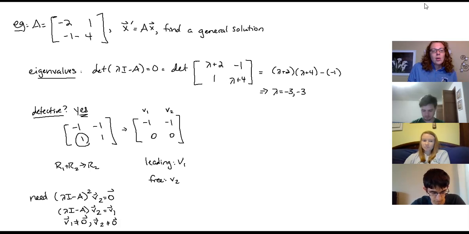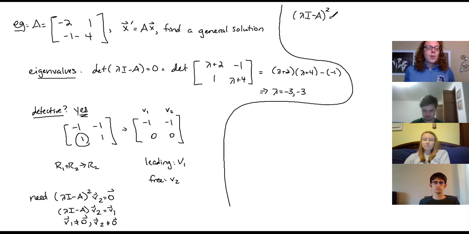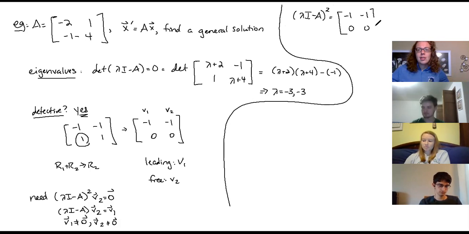You should figure out matrix multiplication on your calculator, by the way, because that's going to make life a whole lot easier. Let's look at lambda I minus A quantity squared. I'll do this one by hand once, and then we're not going to do them by hand after this. So lambda I minus A squared is -1, -1, 0, 0, and when you square, you multiply something by itself, so -1, -1, 0, 0.